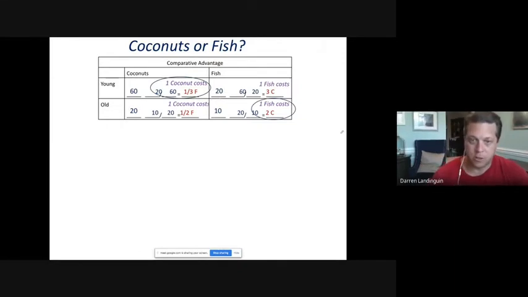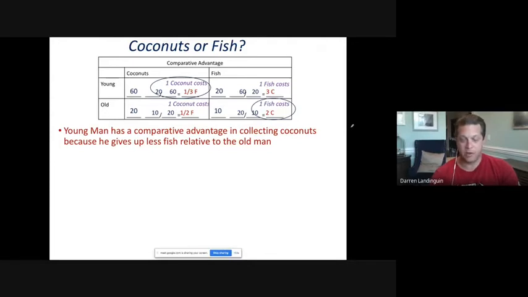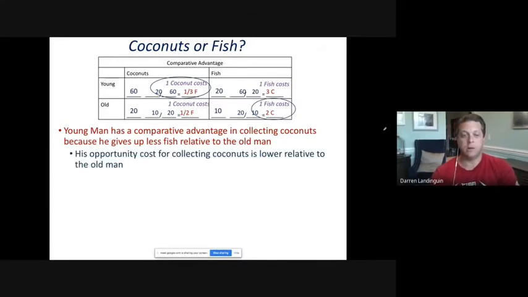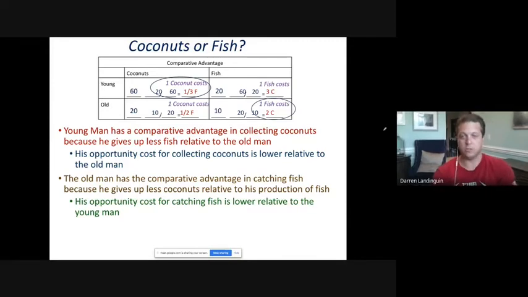All right, so let's summarize the old man, young man situation. Basically, we have the young man with a comparative advantage between the two in terms of collecting coconuts because his cost is lower. And the old man has a comparative advantage in fish catching because his cost is lower in terms of coconut collection. So again, when we're looking at this table, we're saying, okay, the young man, if he focuses on coconut collection, how much is it going to cost him in terms of fish? The old man, if he focuses on coconut collection, how many fish is it going to cost?